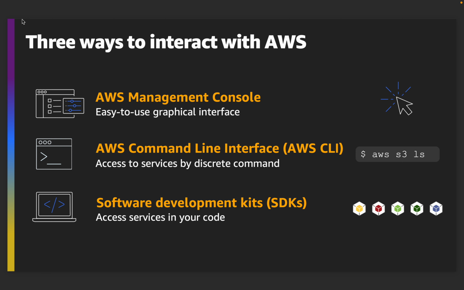Three ways to interact with AWS. So there are three ways we can interact with AWS. First one is very simple, the AWS Management Console, which is a web browser, an easy to use graphical interface. Second one is the AWS command line interface, which we call CLI. Using Unix, you type aws, then s3 and ls, to access the service by discrete command, like ls is a list of the file system. And third, software development kits, so SDK, access service in your code.